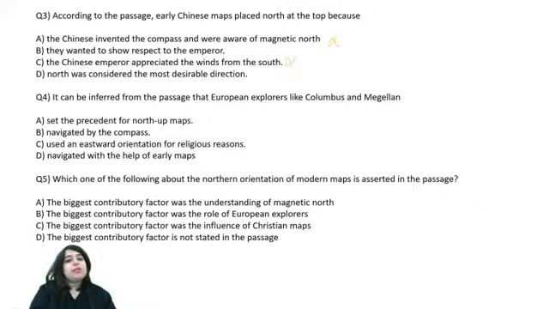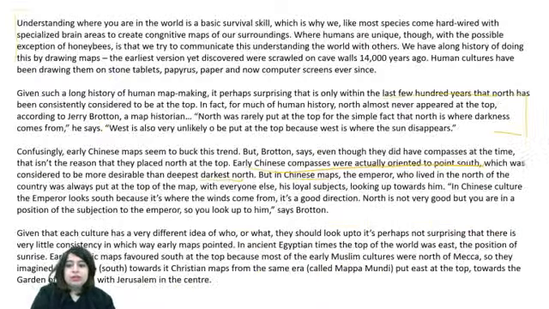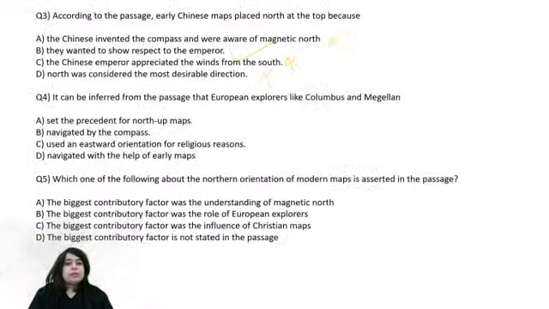No, north was considered the most desirable direction. No, they wanted to show respect to the emperor. That is what is mentioned in this line. Emperor who lived in the north of the country was always put at top of the map with everybody else. So they wanted to show respect to the emperor.